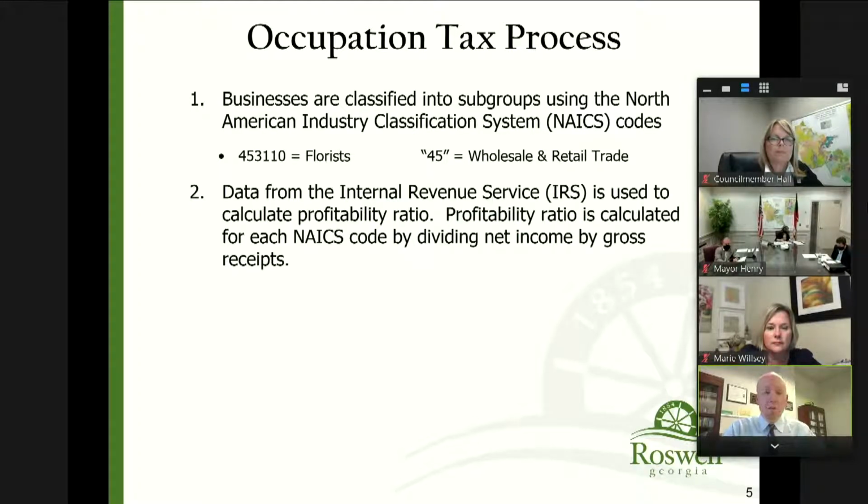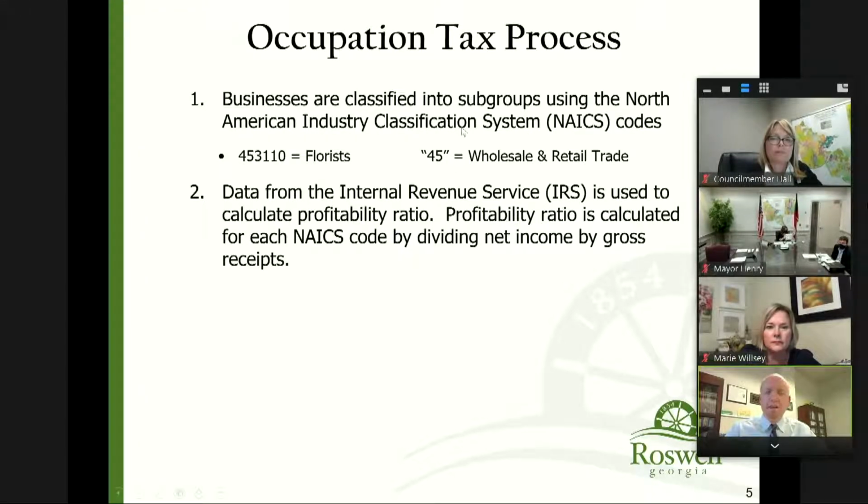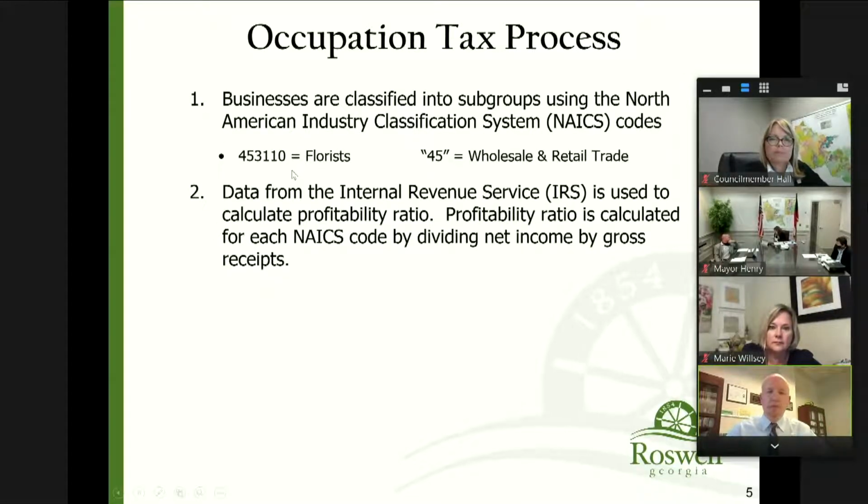And then we use data from the Internal Revenue Service to calculate the profitability ratio. The profitability ratio is calculated for each NAICS code. We are able to obtain profitability information on this level of NAICS classification. We're not able to access data that goes all the way down to this level of detail. So the profitability ratio is calculated for each NAICS code by dividing the net income provided by the IRS by the gross receipts.